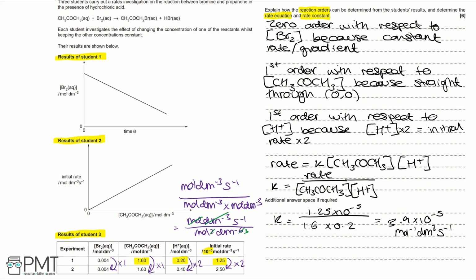So that would be saying that you have a zero order with respect to bromine, a first order with respect to propanone and H+, and then having your correct rate equation, which is rate equals k [propanone] [H+], and then the rate constant needs to be 3.9 times 10 to the negative 5 mol^-1 dm^3 s^-1. This gets you your 6 marks for this question.